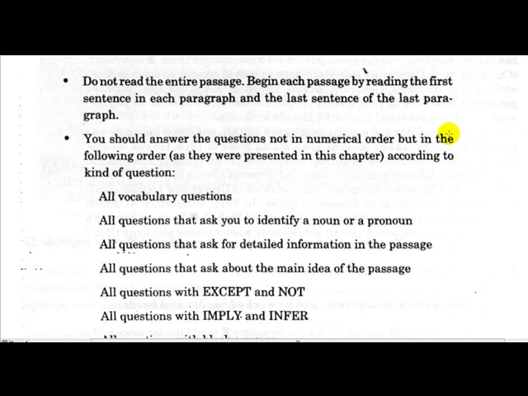all questions with imply and infer. Then finally, all questions with black squares. Now this is the order, according to the type of question, that you should answer the questions. As you can see, the last three, all questions with except and not, questions with imply and infer, and questions with black squares, are going to be the most difficult. So the best thing is to attack the ones that are less difficult and to work your way down to these.